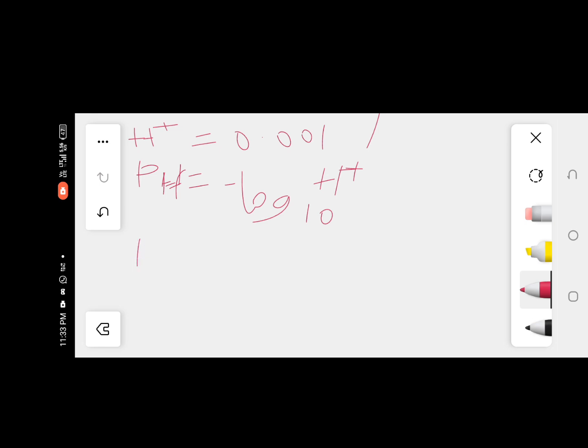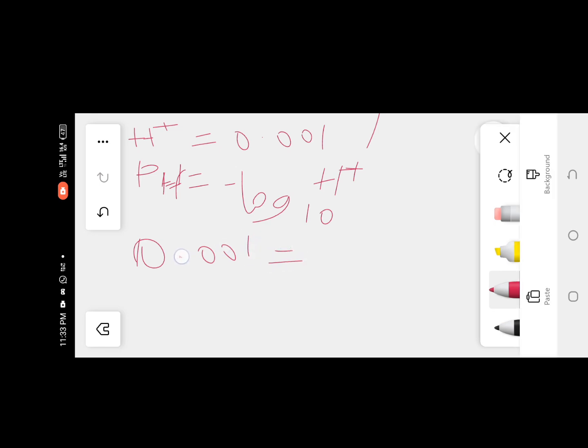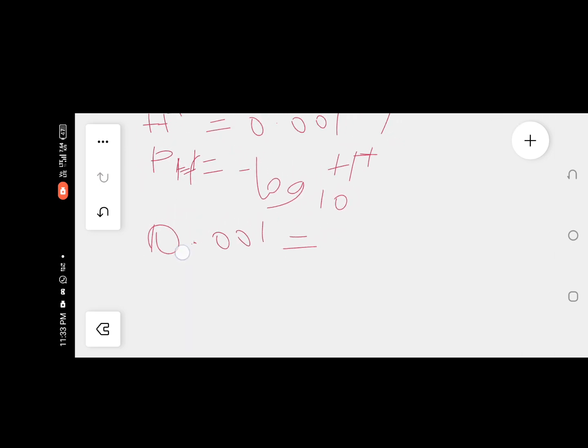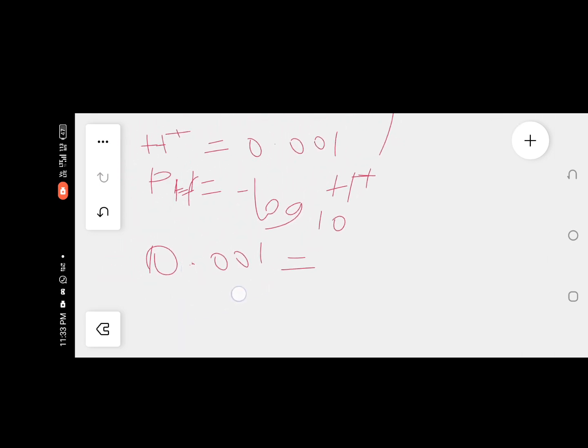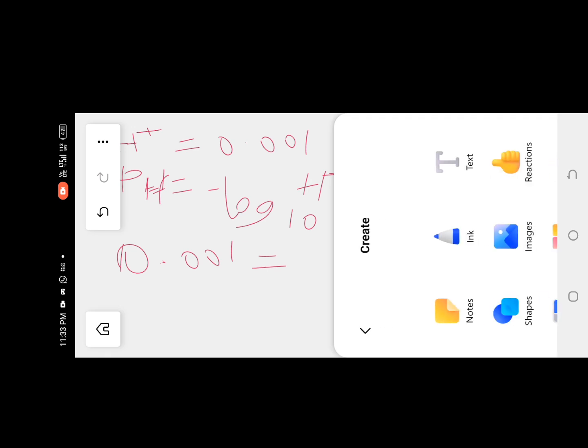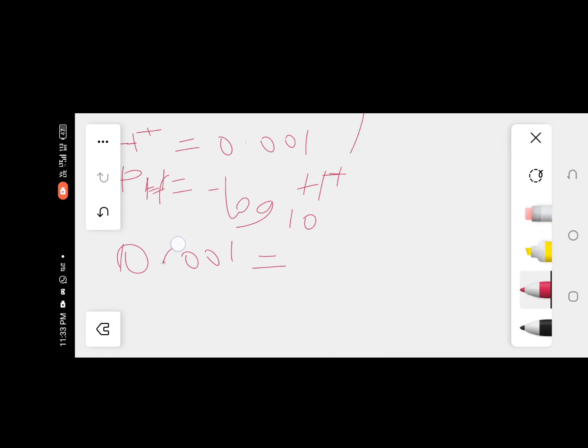So what you just need to do is convert that 0.001 to standard form. If you convert 0.001 to standard form, how are you going to convert it? You see that decimal number, you will move it forward until it gets to the first significant figure, which is 1. So something like this, we're going to move it like this: 1, 2, 3.